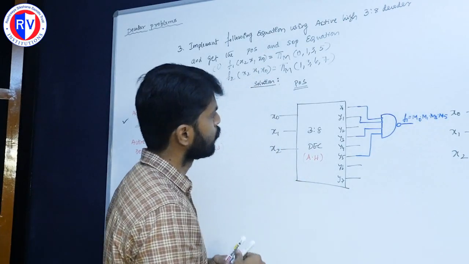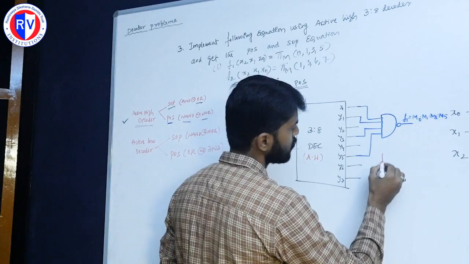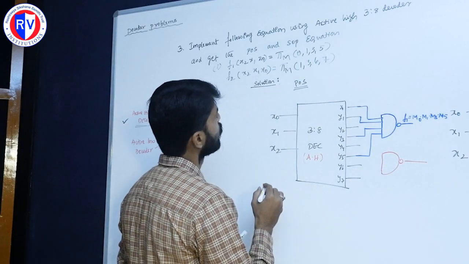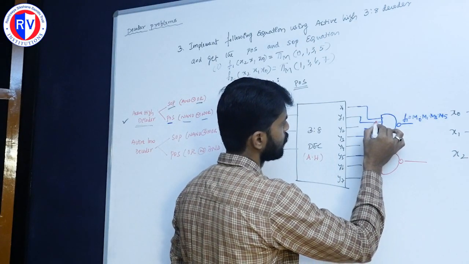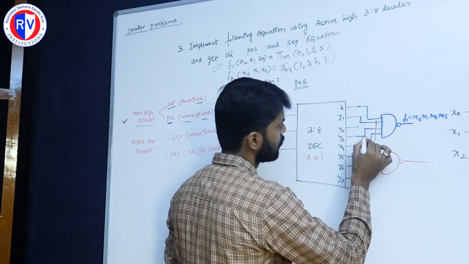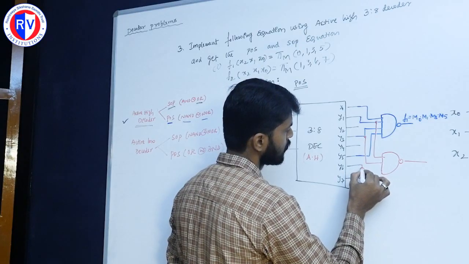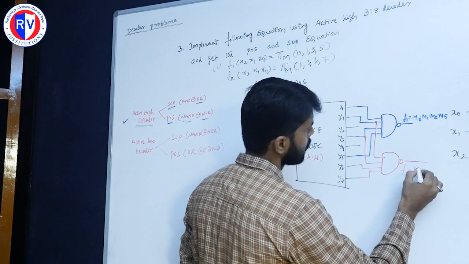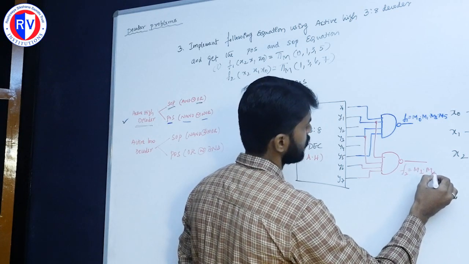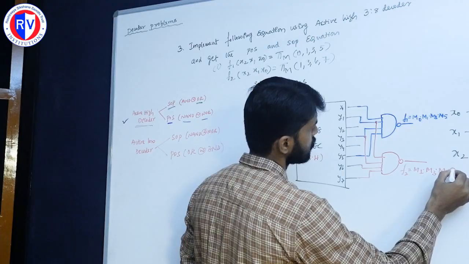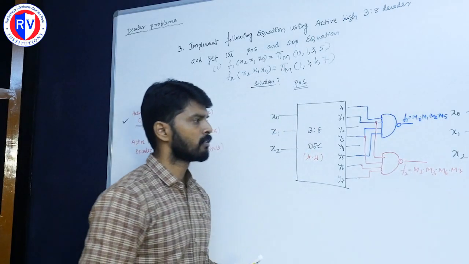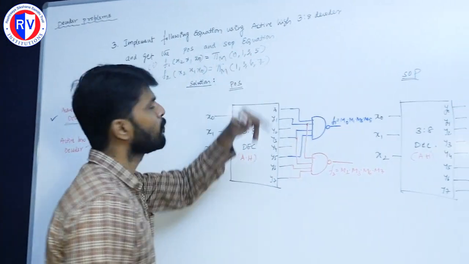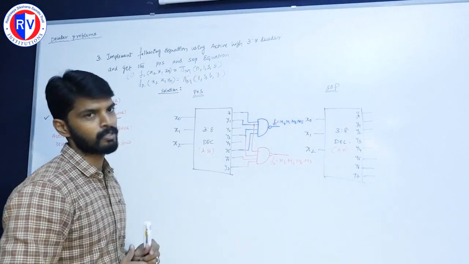Similarly, to realize one more equation, one more NAND gate we require. So that one is 1, 3, 6 and 7. F2 will be M1, M3, M6, M7. Now the challenge is how to design a SOP equation for the same POS equation.